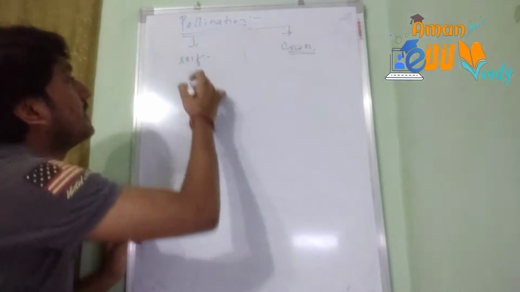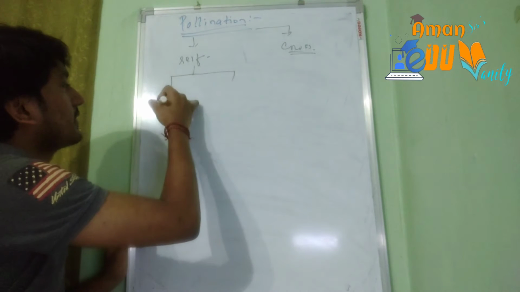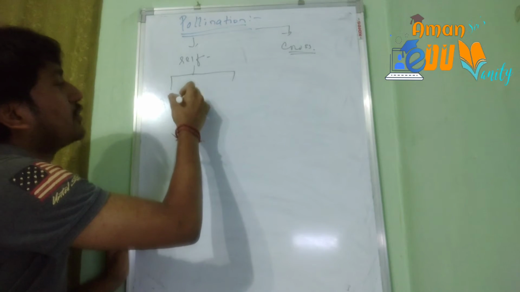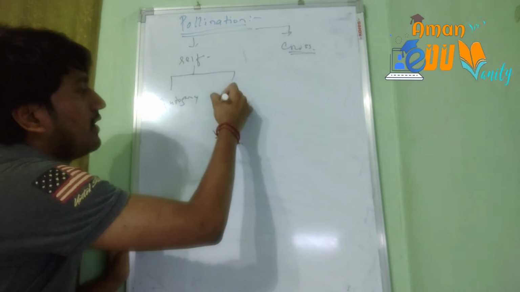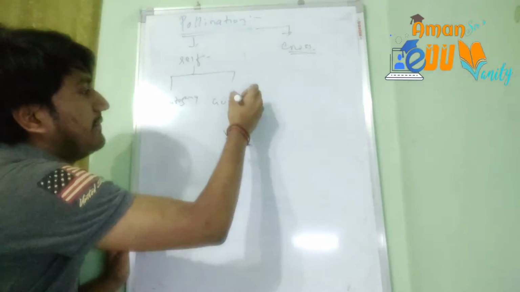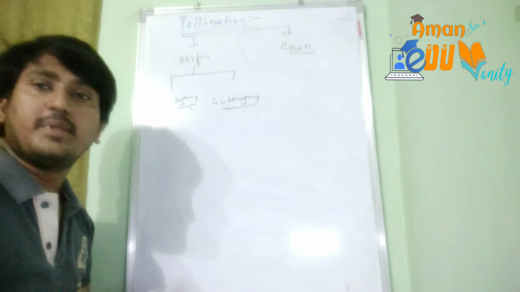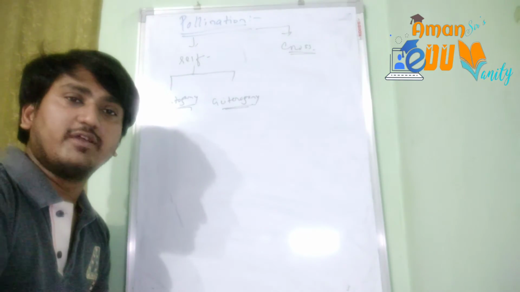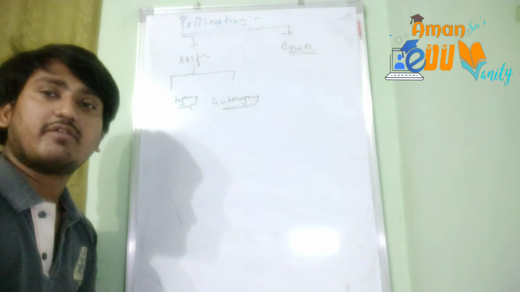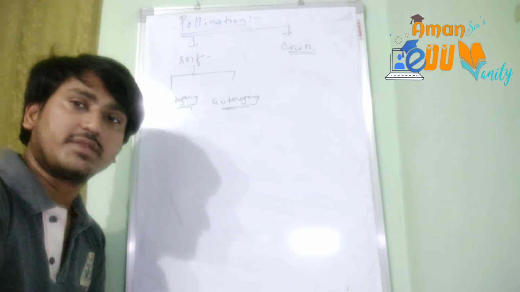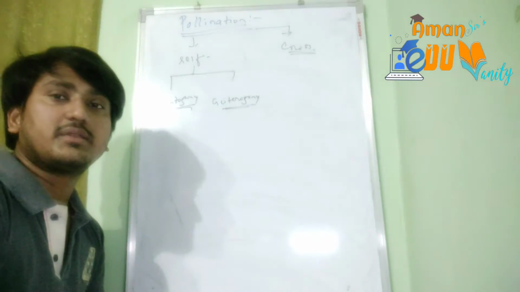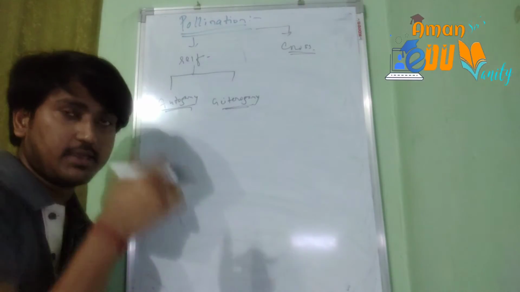Okay, accordingly it could be autogamy or geitonogamy. Autogamy means pollinating the same flower. The anther of the same flower goes to the stigma of the same flower of the same plant, and geitonogamy means it goes to a different flower of the same plant.